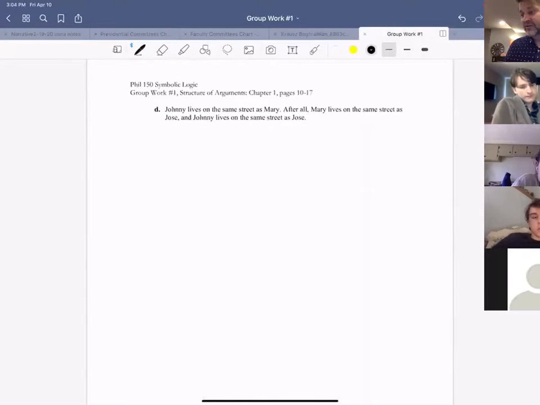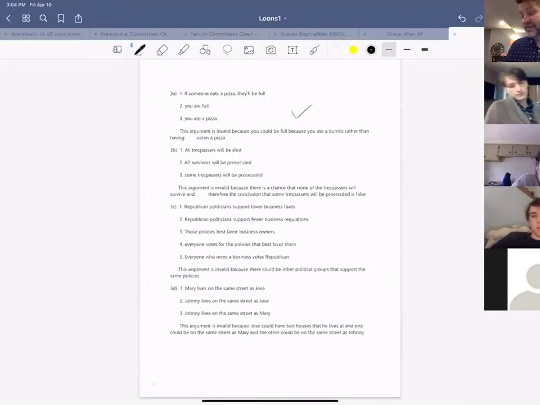Johnny lives on the same street as Mary. After all, Mary lives on the same street as Jose, and Johnny lives on the same street as Jose. And you guys, I think you're the only group that got this one correct, so good job. So you identified Mary lives on the same street as Jose, Johnny lives on the same street as Jose, and Johnny lives on the same street as Mary.